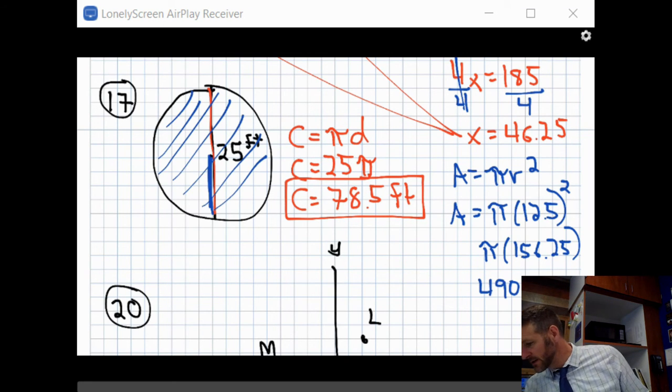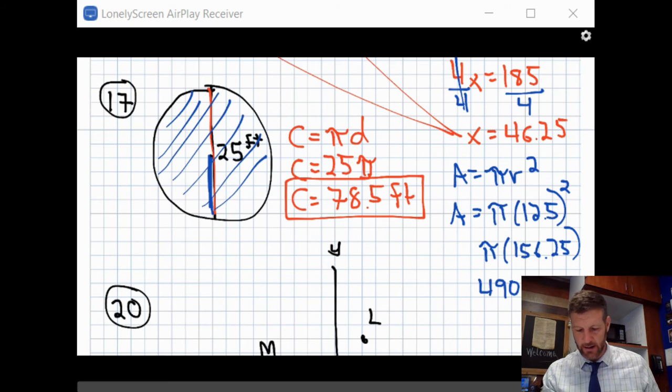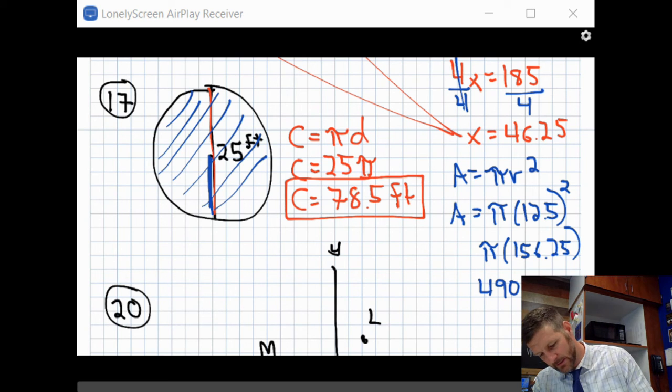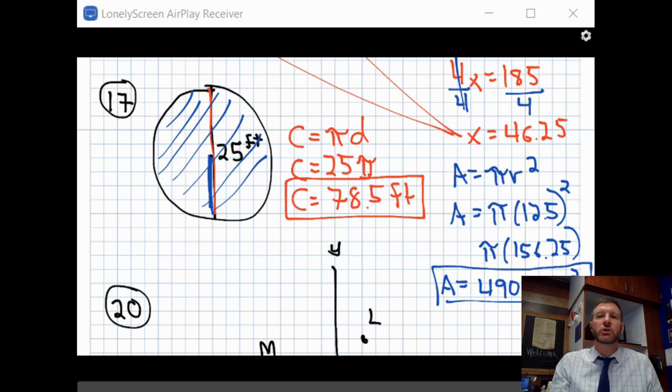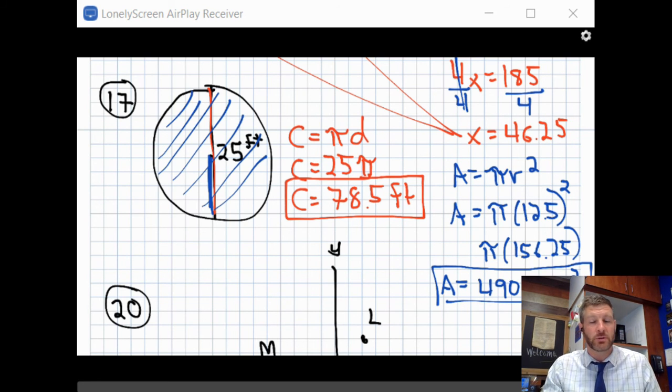490.6, which is close enough because of how I rounded pi. So 490.6 feet squared is our area. Okay, so again, make sure you know the difference between your circumference and your area formulas, and also between your diameter and your radius when working with circles.